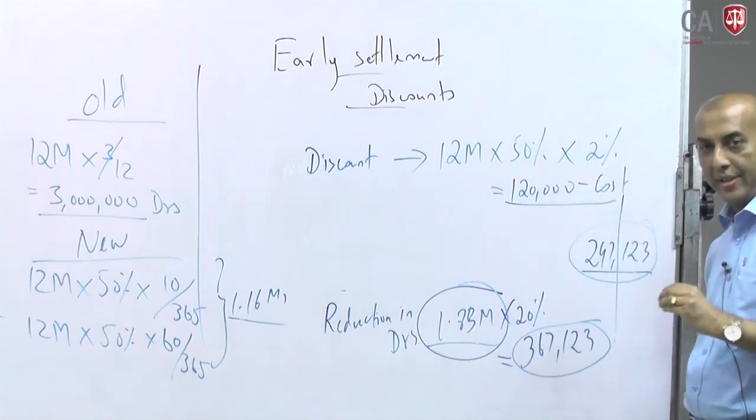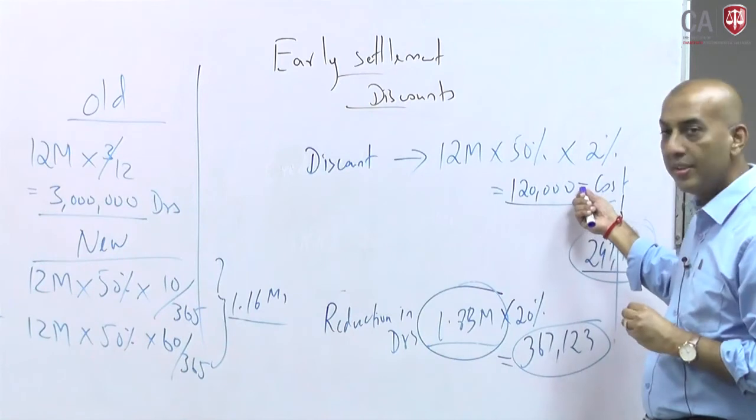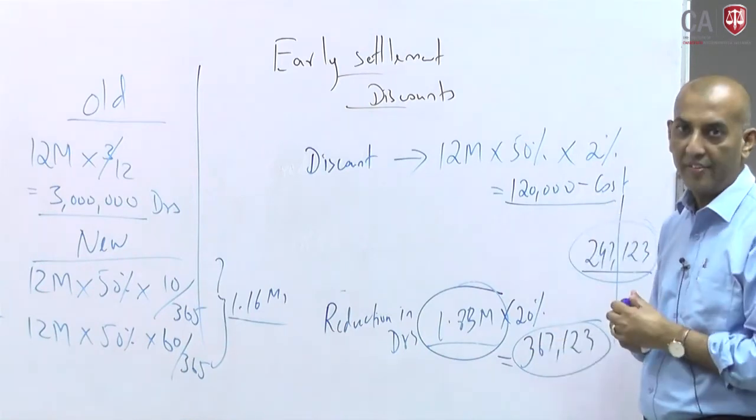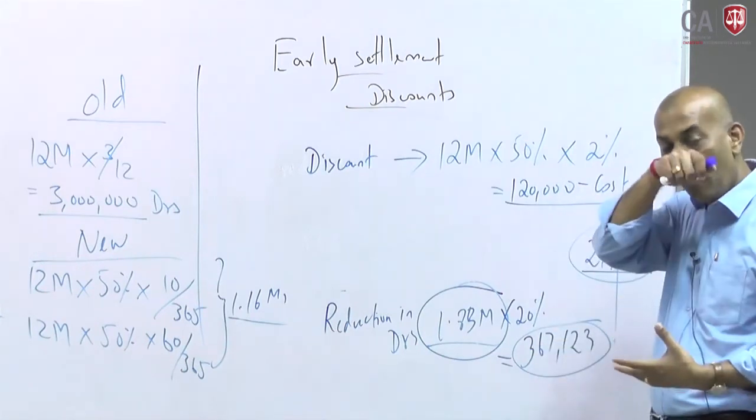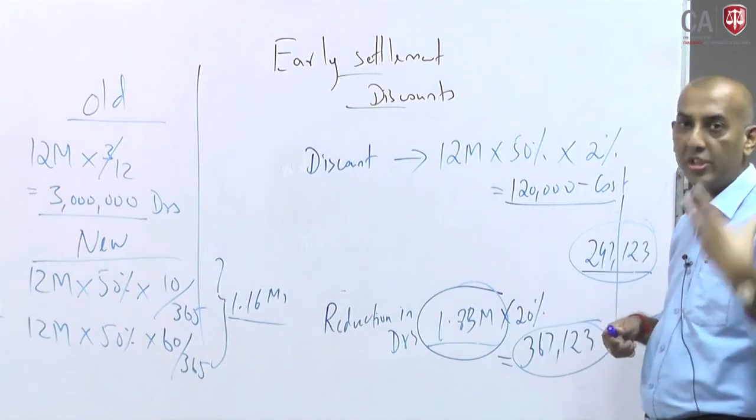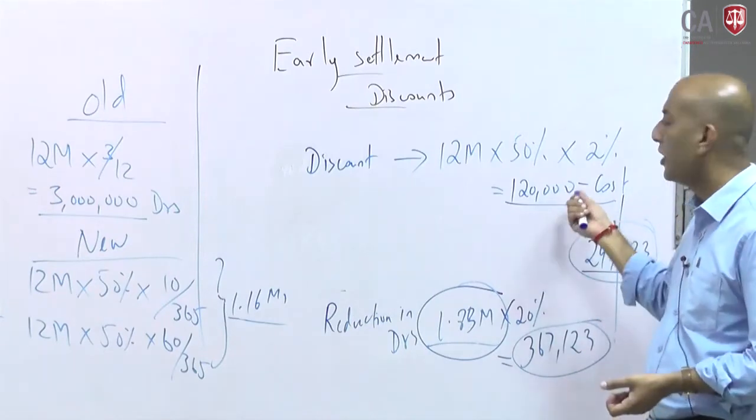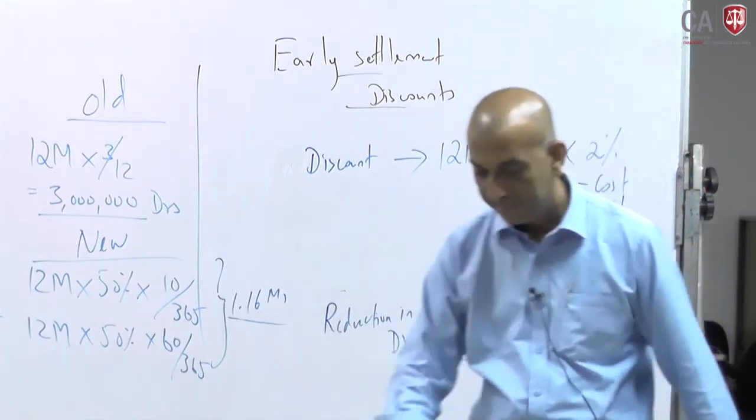So this is the way of evaluating an early settlement discount. Cost is the discount, benefit is the holding cost saving. Why? Because your debtor balance comes down, that means your holding cost is saved. Holding cost saving is your benefit, discount is the cost.